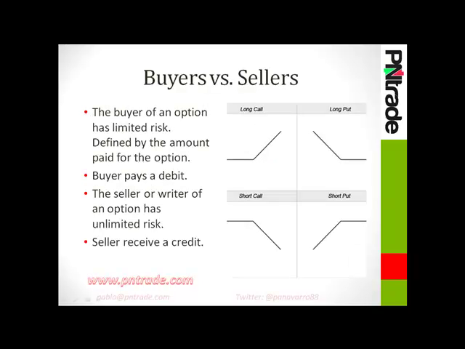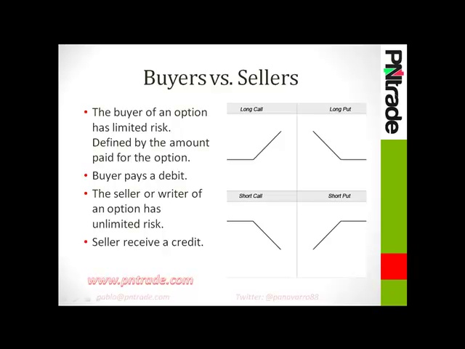Buyers and sellers. The buyer of an option has limited risk. It is defined by the dollar amount paid for the option. The buyer of an option pays a debit for the trade. An example, if an Apple call costs $4 and we buy that call, that is the maximum risk we will have in this trade. The seller or the writer of an option has unlimited risk.